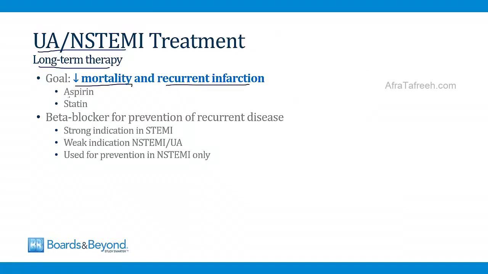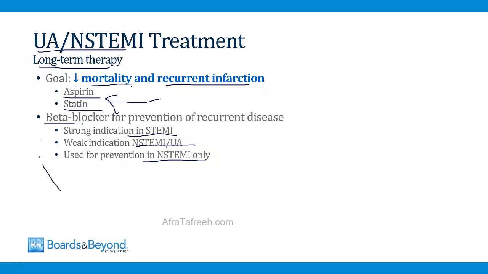And the two major drugs that do this are aspirin and statin. Just like we talked about before, you give these to all patients with coronary disease for the long term, whether that patient has stable angina, unstable angina, or NSTEMI. Beta blockers are always given to patients who have had a STEMI in the past. They have a weak indication for NSTEMI and unstable angina. In general, we only administer beta blockers to patients who have had an NSTEMI, and even this is not very well evidence-based because there are limited trials.